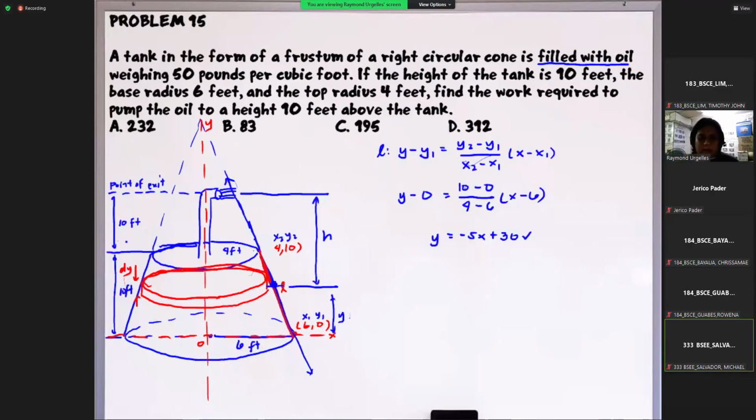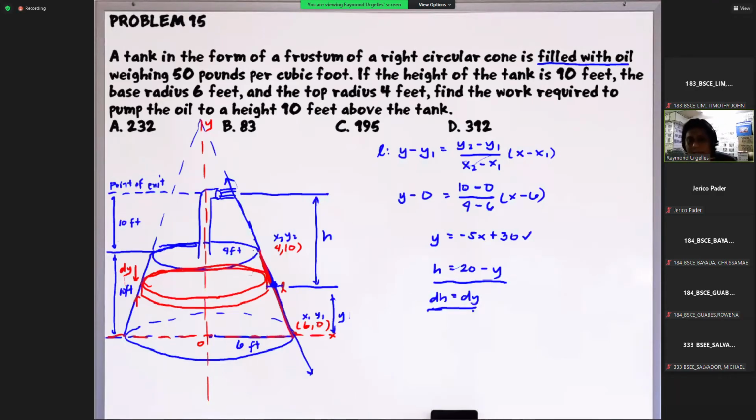So h plus y is equal to 10 plus 10. Solving for h, we get h is simply 20 minus y, so 10 plus 10 minus y. That is our h. Any questions on the h we got? This is one of the things we need: the value of h in terms of y. Then our dh is simply equal to dy, the same as dy.